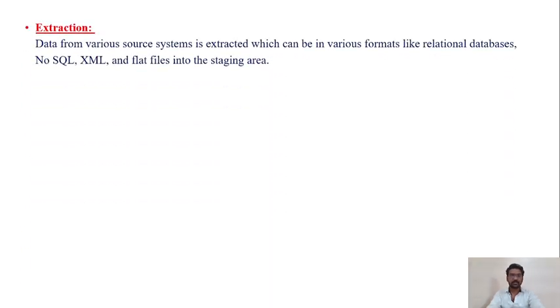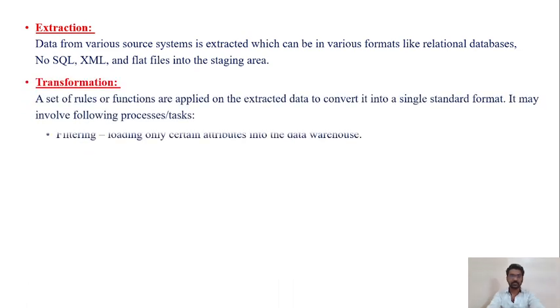Extraction has already been discussed, and I have given some information about it. So let us see transformation. Transformation is a set of rules or functions that can be applied to the extracted data. Without these rules or functions, we can't get the data in a single standard format. To follow these rules and functions, we have some processes or tasks. One of the tasks is filtering, which means loading only certain attributes given by the data source into the data warehouse.